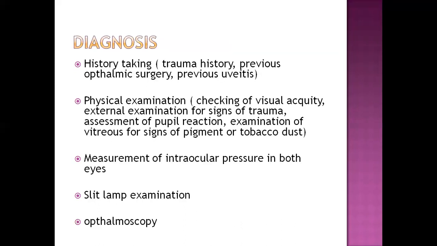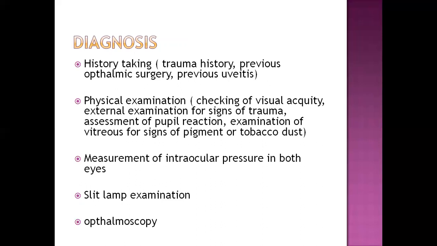We can diagnose this disease first of all by history taking. History taking should be done starting from chief complaint, present status, and then trauma history, any previous ophthalmic surgery if done, or previous uveitis. Uveitis was our previous topic. If there is a history of uveitis, there are chances that the retina might get detached in the long term.